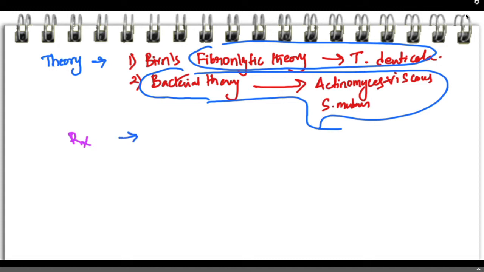So the treatment we regularly do is, first of all, it's better to take a radiograph and exclude the chances of any foreign body in the socket. Okay, first take a radiograph, exclude the foreign body chances. Or if you are able to see the socket clearly, no need of taking a radiograph.